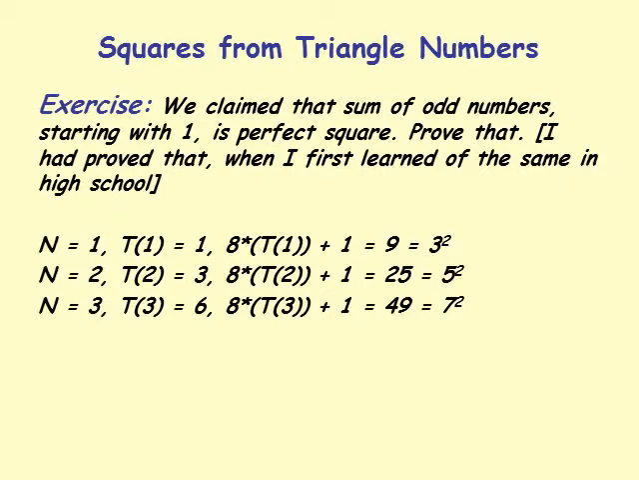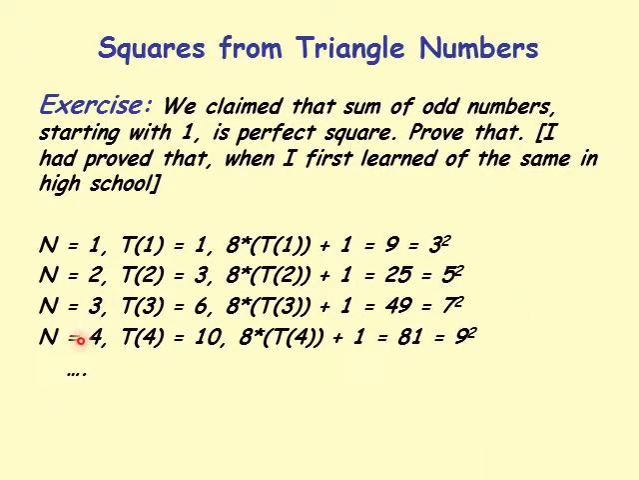2n plus 1 is an odd number. So when n is 1, 2n plus 1 is 3, so that's 3 squared. When n is 2, 2n plus 1 is 5, 5 squared. And when n is 3, 2n plus 1 is 7, that's 7 squared.